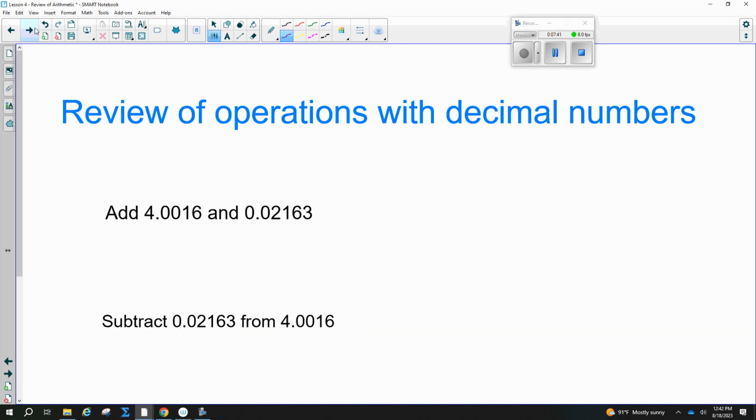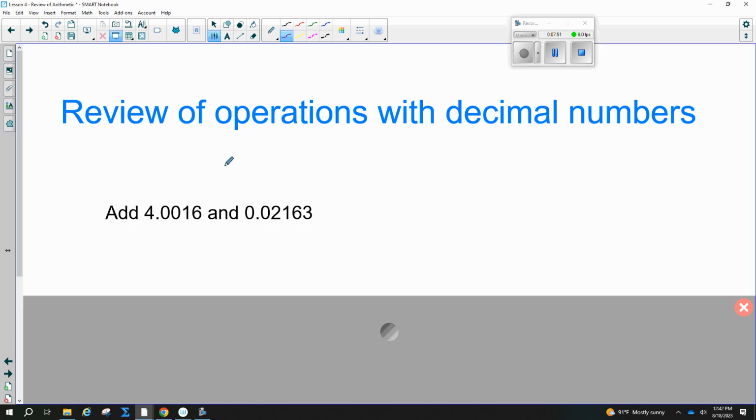All right, let's practice some decimals. We did some fraction review. Let's do some decimal review. Add. I'm going to go ahead and put my little thing here. All right. So when we add decimals, raise your hand if you can remember the most important thing.